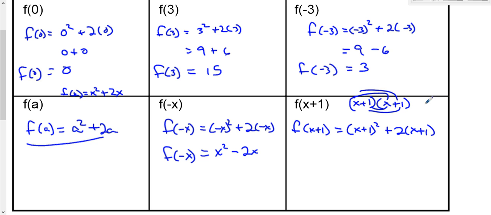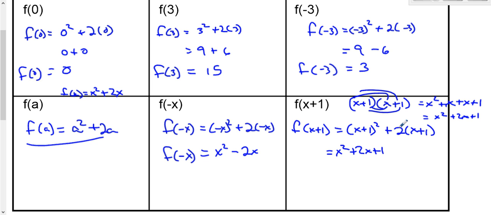And we get x times x, which is x squared, x times 1, which is x, 1 times x, which is another x, and 1 times 1, which is 1. So we end up with x squared plus 2x plus 1. And that is just my x plus 1 squared. So I get x squared plus 2x plus 1.